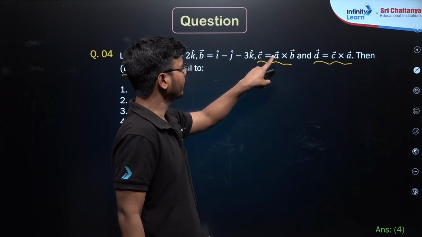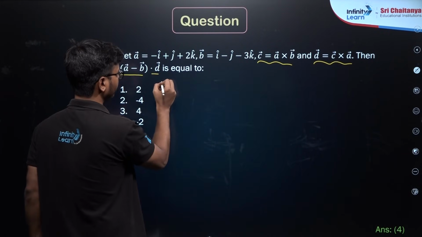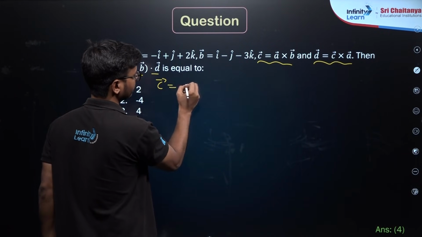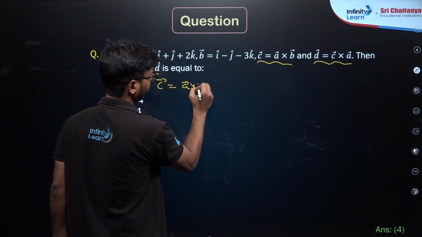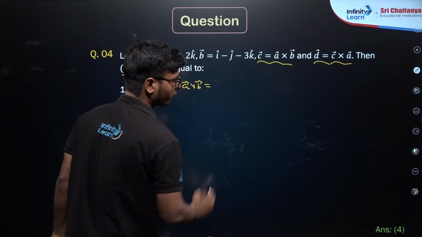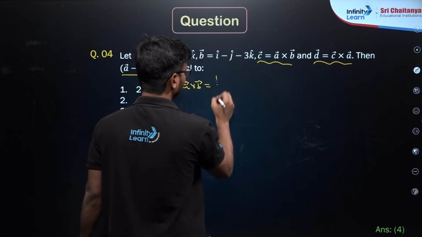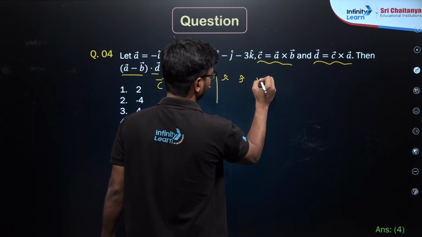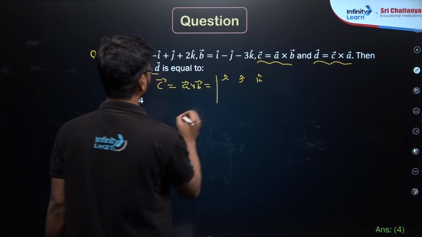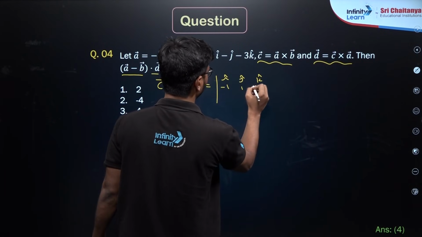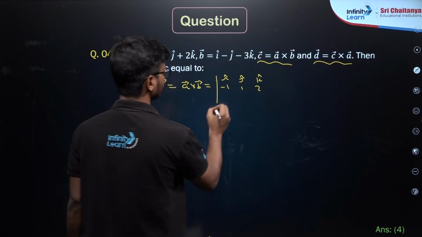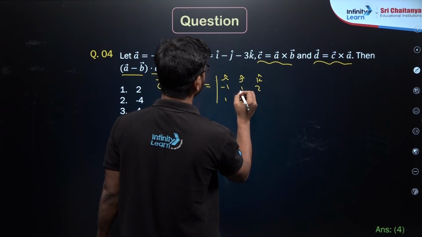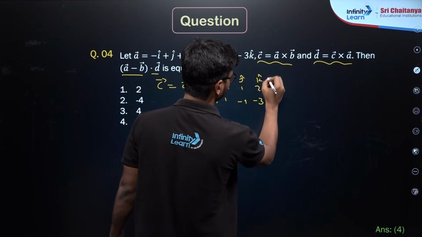So first of all, we'll find the C vector. So C vector is defined as the cross product of A and B. And we all know how to find the cross product. That is nothing but the determinant of, I can write this as i cap, j cap, k cap, and vector A is minus 1, 1, 2, vector B is 1, minus 1 and minus 3, correct?